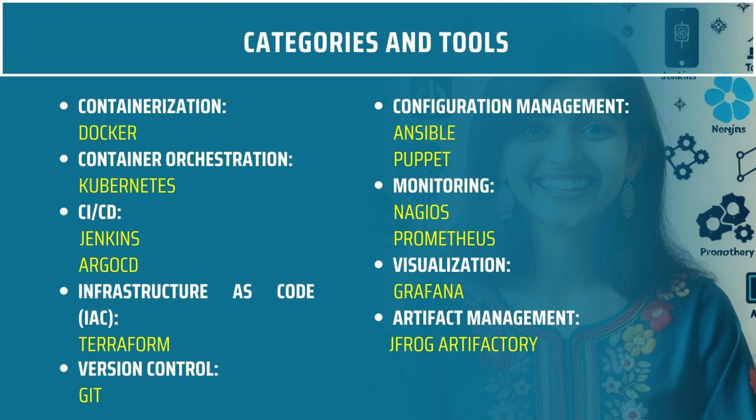Docker comes under containerization, Kubernetes comes under container orchestration, Jenkins and ArgoCD come under continuous integration and continuous deployment, that is CI/CD. Terraform comes under infrastructure as code, Ansible and Puppet come under configuration management, Nagios and Prometheus come under monitoring, Grafana comes under visualization, JFrog Artifactory comes under artifact management, Git comes under version control system. Now let's dive into each category and explore the tools in more detail with an example.